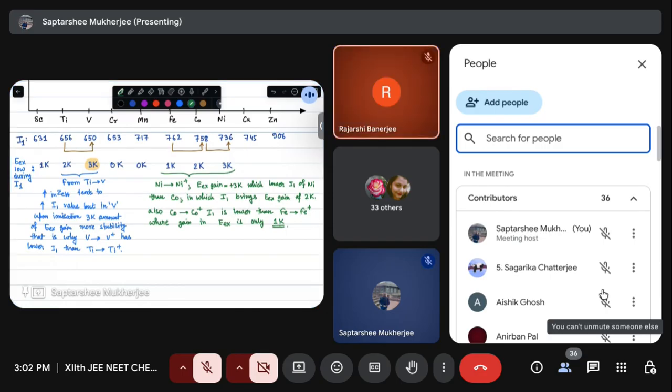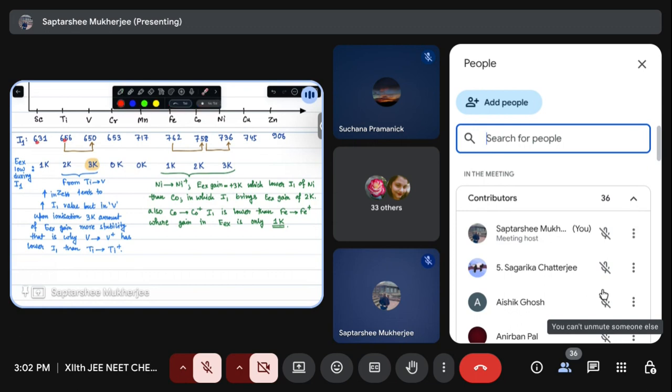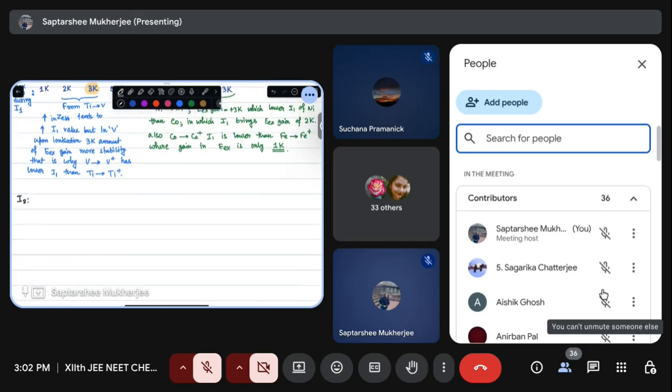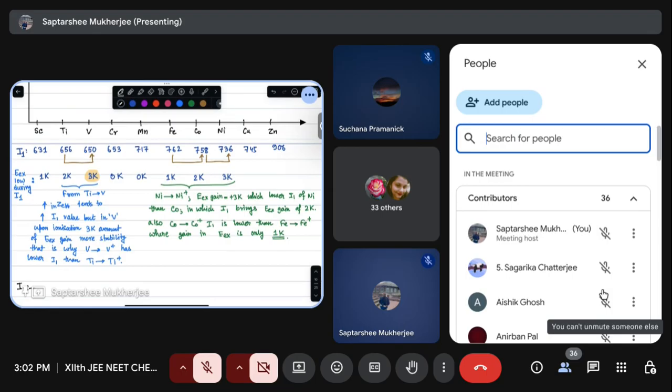Otherwise, you see, throughout the whole series, it is an increasing pattern. Scandium to titanium, titanium to vanadium, vanadium to chromium, manganese and everything, it is increasing. But only titanium to vanadium, little drop. Iron to cobalt, cobalt to nickel, drop. First ionization energy trend follows like this. Just let me know if you have understood this or not. Quickly, just let me know. Yes, sir.